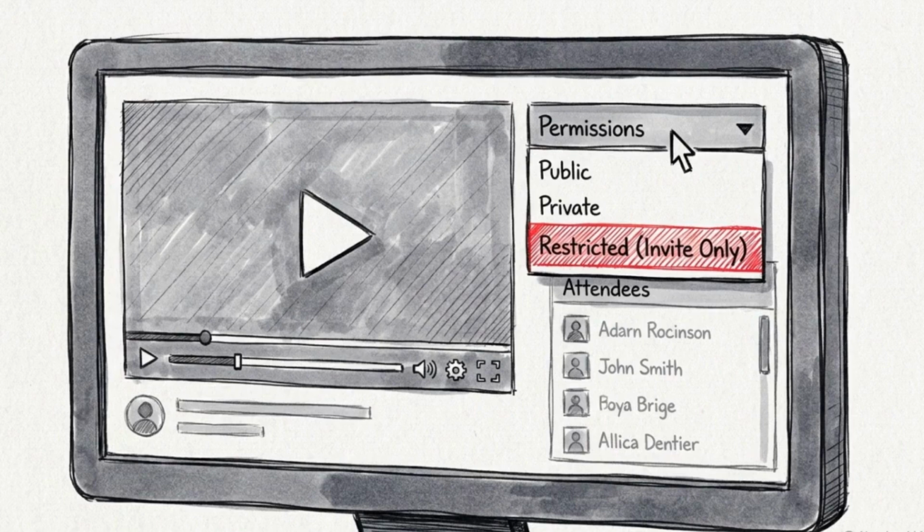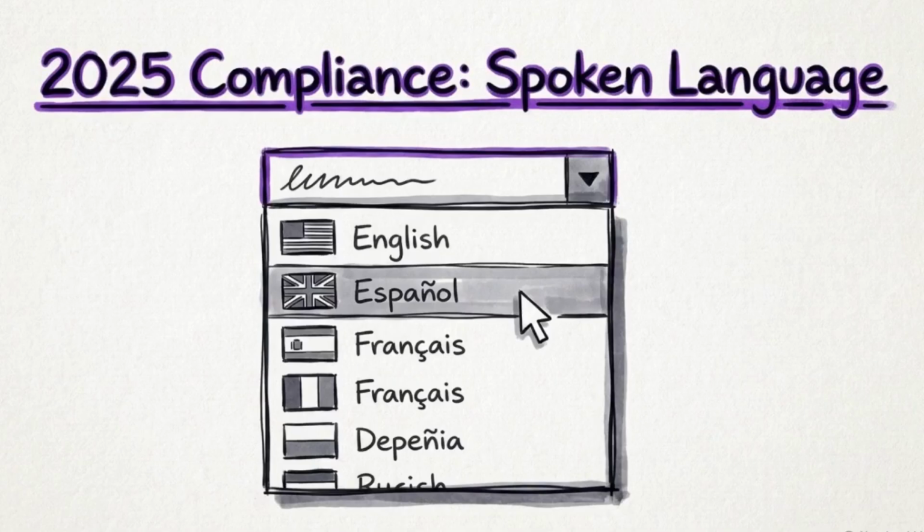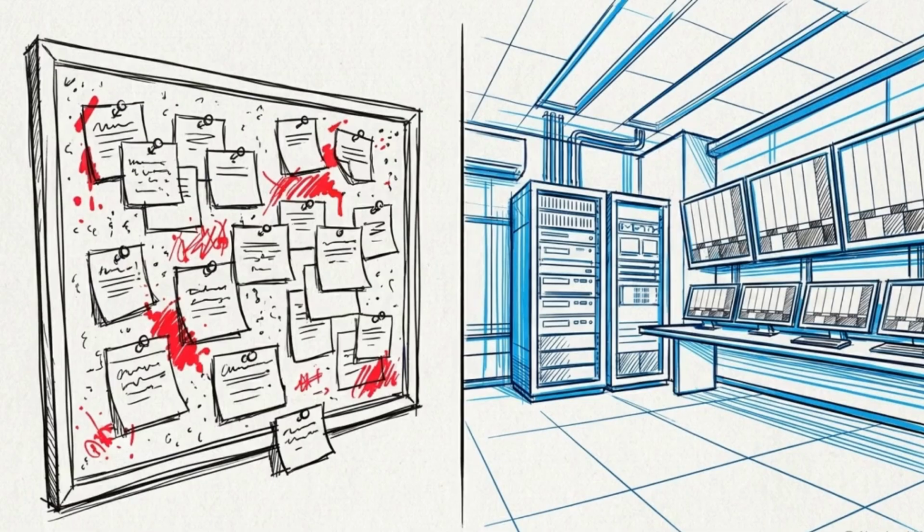Live transcription is also role-dependent. Only an organizer or co-organizer has the authority to start, stop, or download the final text. Organizers will also be responsible for a new compliance step in 2025: selecting the spoken language before transcription begins to ensure system accuracy. Applying this role matrix is what separates a vulnerable group chat from a secured professional broadcasting environment.